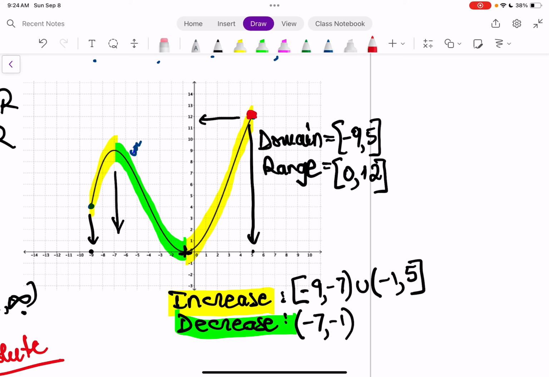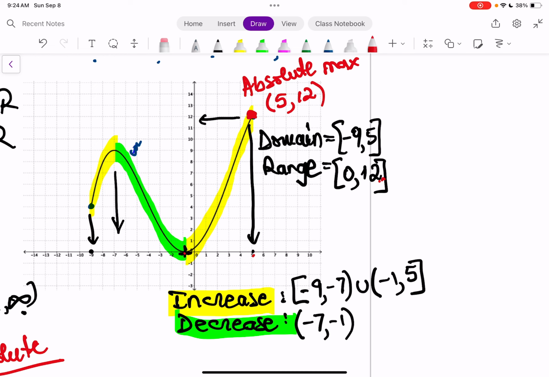Now, this point right here is an absolute maximum. It's absolutely the highest point on the graph, and its coordinates are 5 and 12, which is, again, the highest point on the graph.